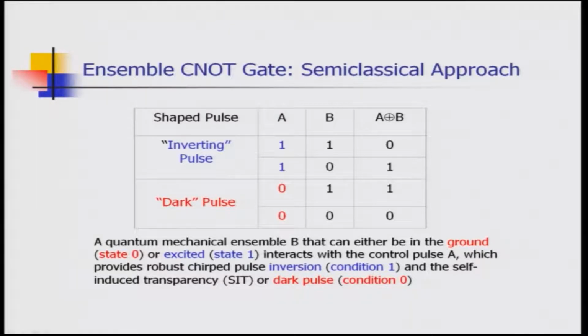A quantum mechanical ensemble B that can either be in the ground state, state 0, or excited state 1 interacts with the control pulse A, which provides robust chirp pulse inversion condition 1 and the self-induced transparency, SIT, or dark pulse condition 0, and based on these conditions it can undergo this. So, such interactions and such gates have been shown to operate, modeled based on these principles.